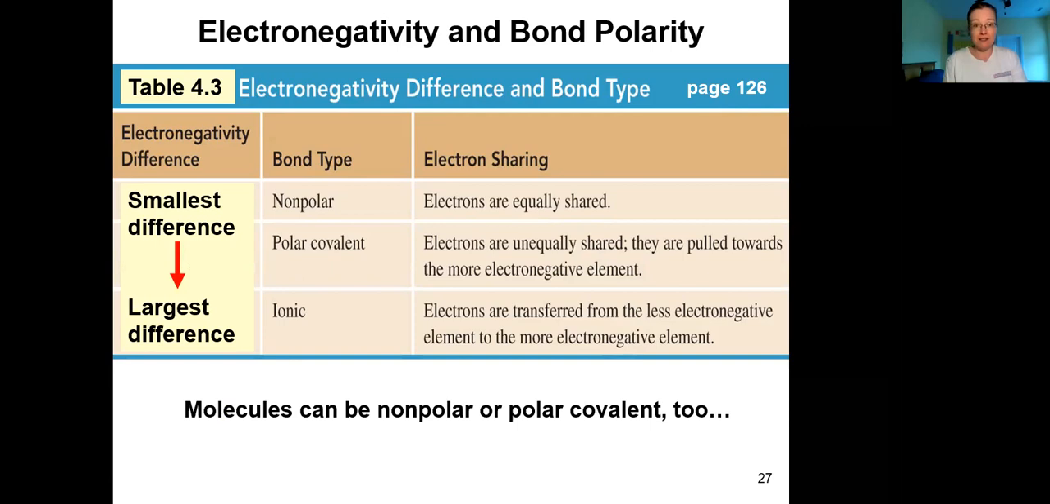We've looked at bonds, the covalent bonds being polar or non-polar. We're going to expand it now because while some of my covalent compounds or molecules are going to have just one bond in them, say one polar bond or one non-polar bond, a lot of our covalent compounds and molecules are going to have more than one bond. And things happen if you have more than one polar bond. So let's take a look at how molecules can be non-polar or polar covalent too.